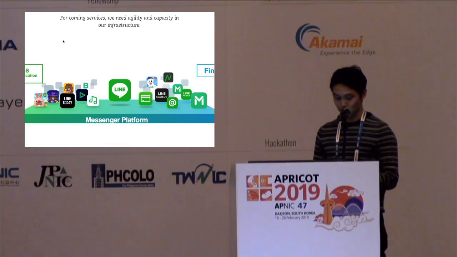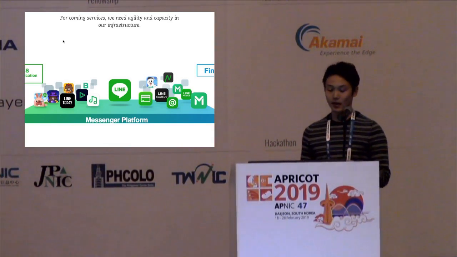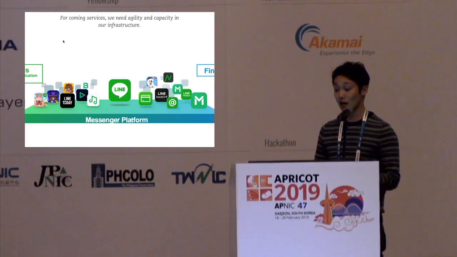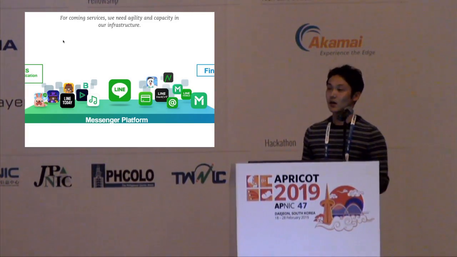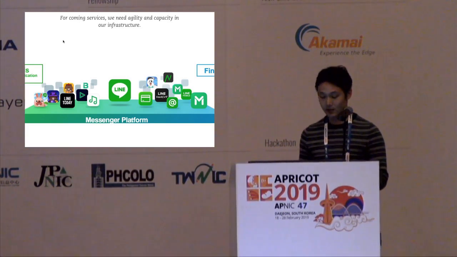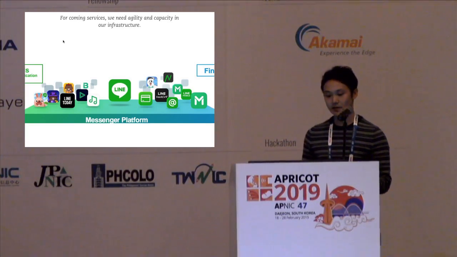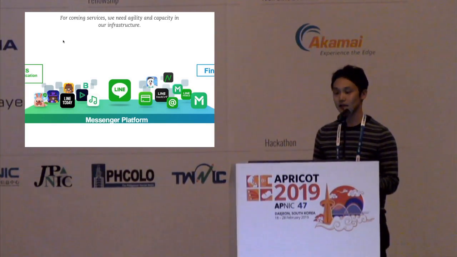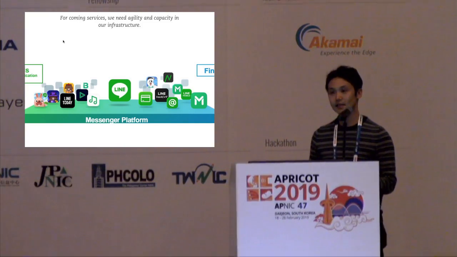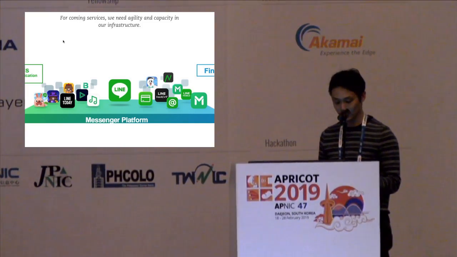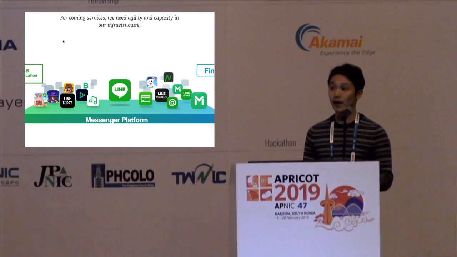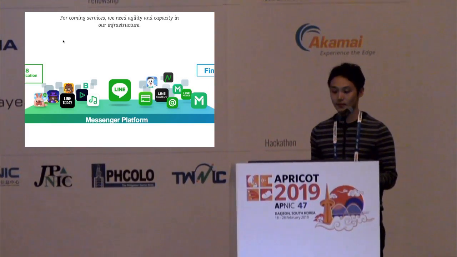Then on this messenger platform, we cover a variety of services like news, music, games, and so on. And recently, we've been focusing on fintech-related services. It turns out a handful of services in this area were released in just the last year. We definitely need this agility in our infrastructure. Also, capacity is very important because we operate a massive scale application, a messenger platform.